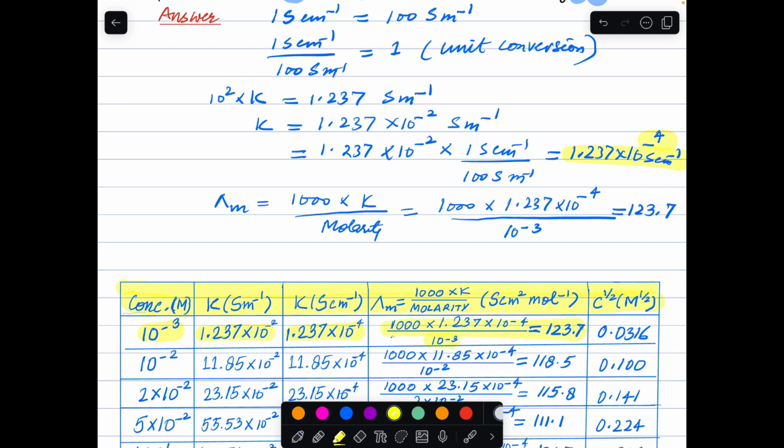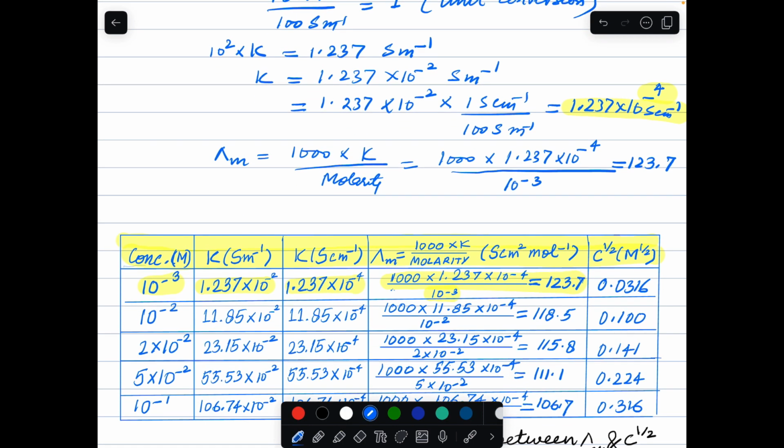This one we have discussed already. Now the last part, that is C raised to the power 1 by 2. How to get that value? The concentration is given to us in the very first column, so we will take the square root of that. The square root of 10 raised to the power minus 3 will give you the value 0.0316. This is nothing but C raised to the power 1 by 2, or molarity raised to the power 1 by 2. This is our last value in the first row.